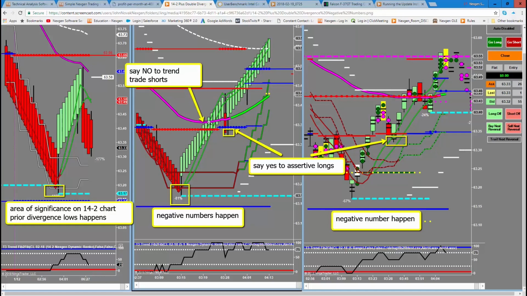Does everybody understand that? No, is the answer to your question, Steve. You can't change the divergence numbers after the fact. So I appreciate that attempt.